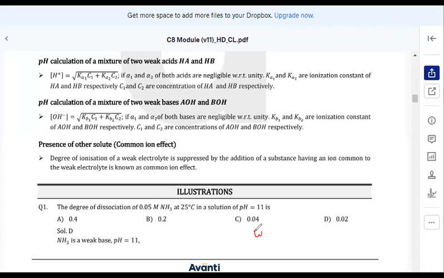NH3, weak base. Now, for the degree of dissociation, you have to calculate alpha. pH is given, C is given. So we know that alpha is equal to, right, the concentration of H plus. Tell me, pH is given, so what is it? It is 10 to the power minus 11. It is the concentration of H plus. Tell me, yes or no?